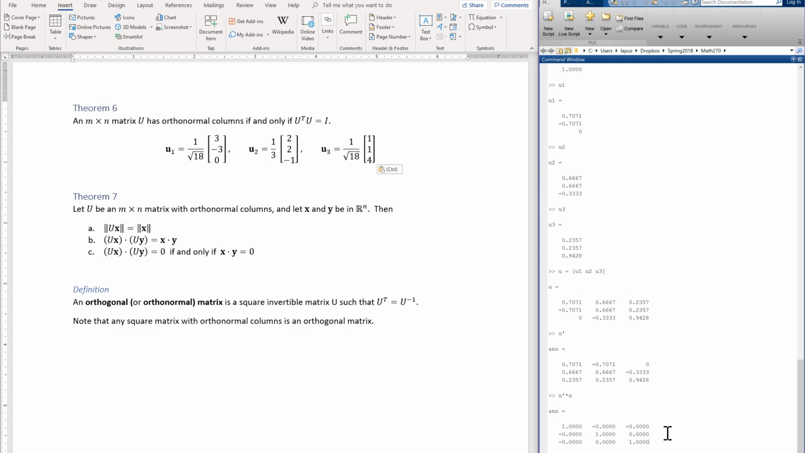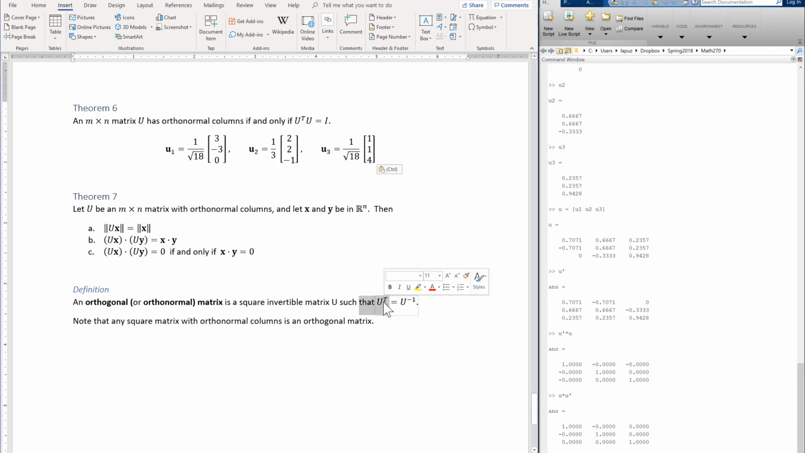That's pretty curious. Let's see if we can multiply it backwards, U times U inverse. So we get the same result. So I think that leads us to this definition down below here already, where it says if you have an orthonormal square matrix, then the transpose is equal to the inverse. So that's an interesting fact. There are other interesting facts about this.